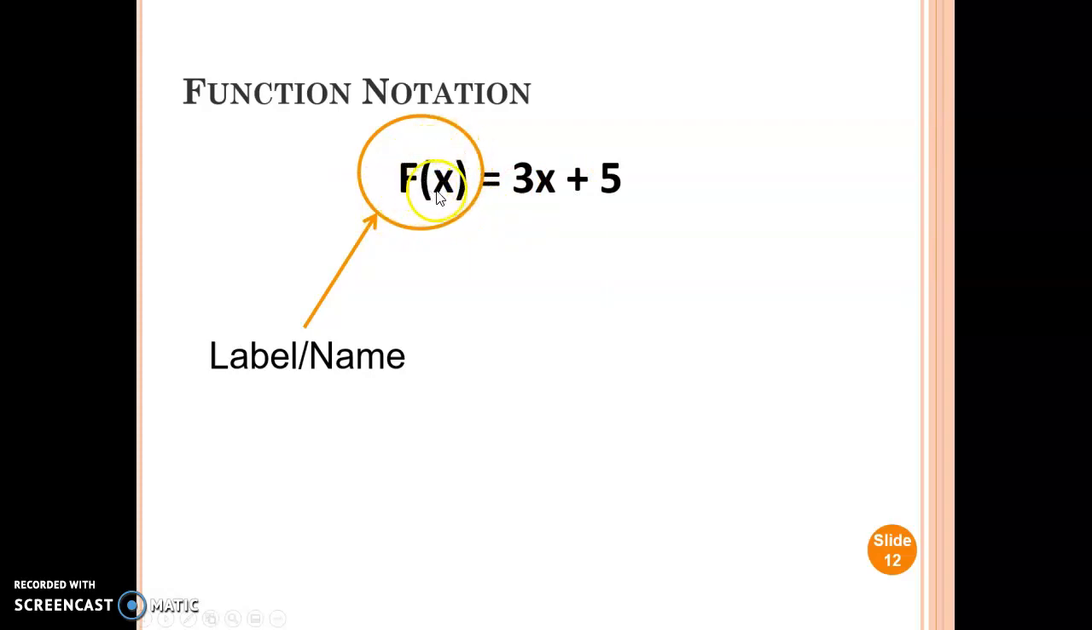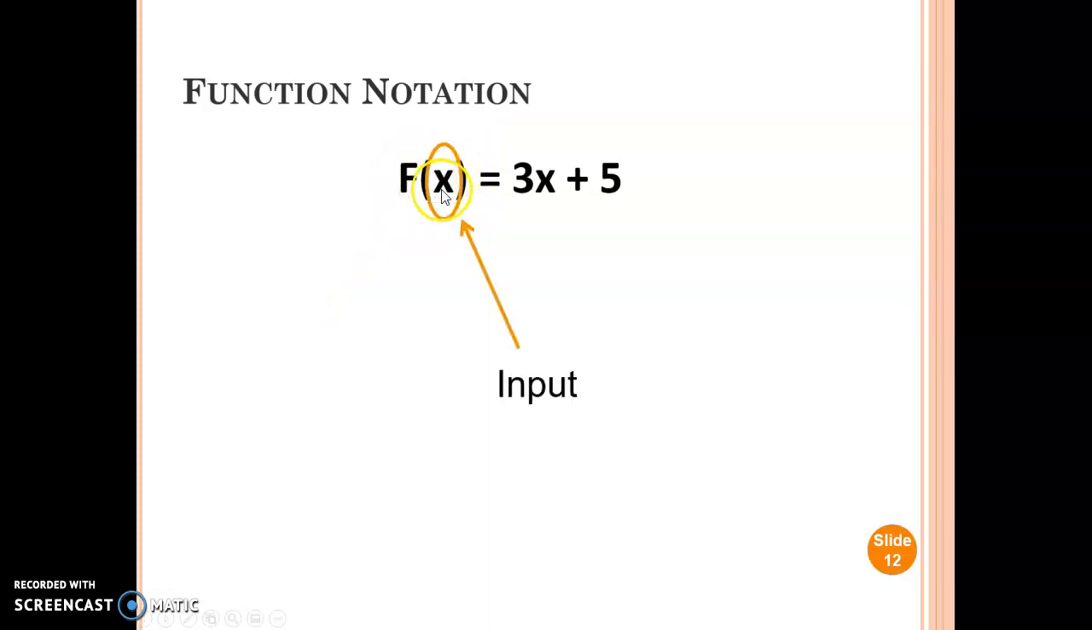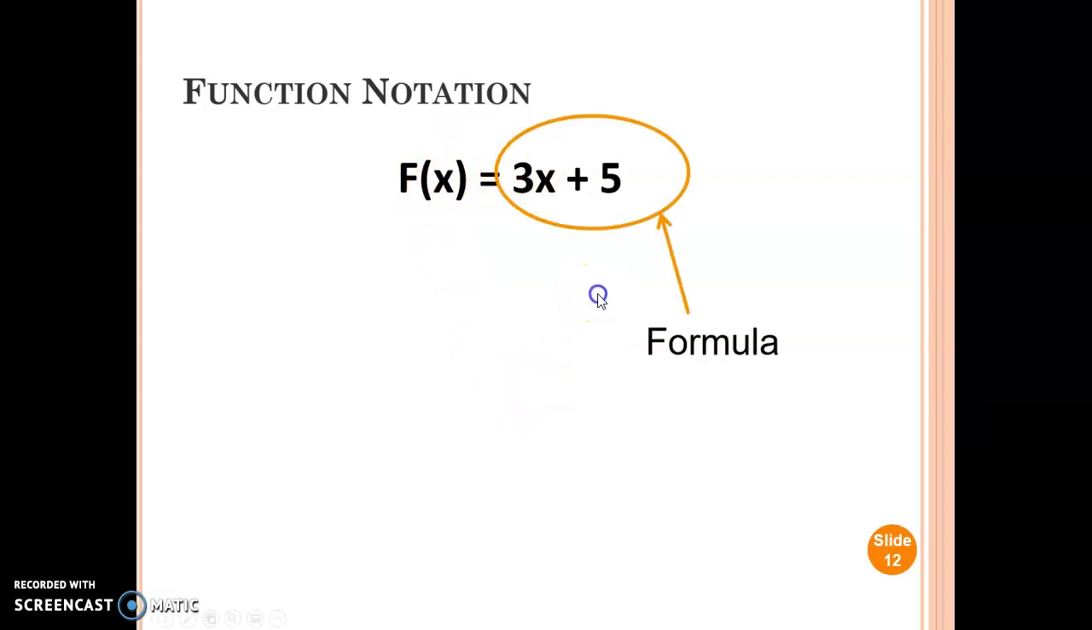And then we've got this package deal with the parentheses and x. Well, that x right there is our input. The things that you see inside the parentheses, that's what we're going to plug into the formula. Okay, so that's our input. And then, of course, on the side over here is the actual formula itself. So we've got a labeling system over here, also letting us know who the input is.